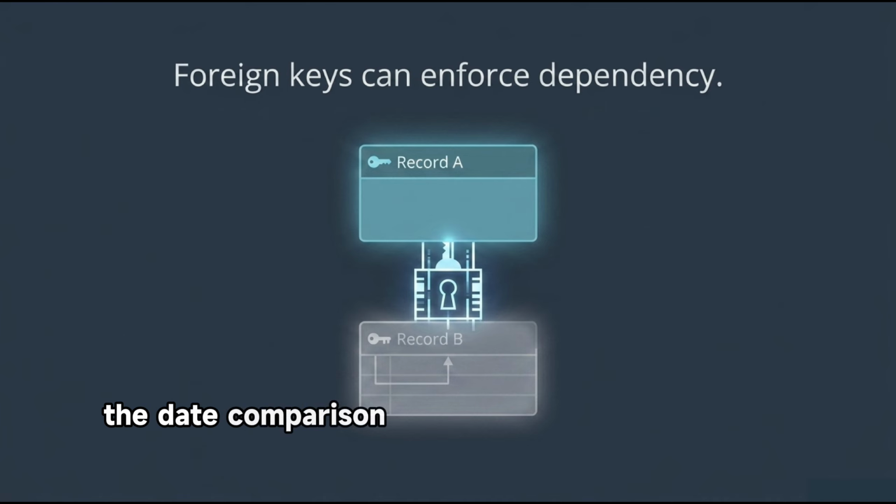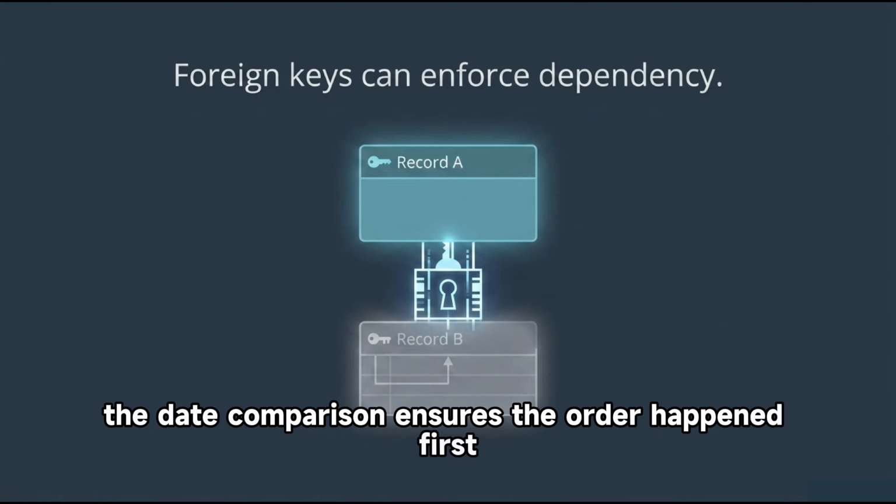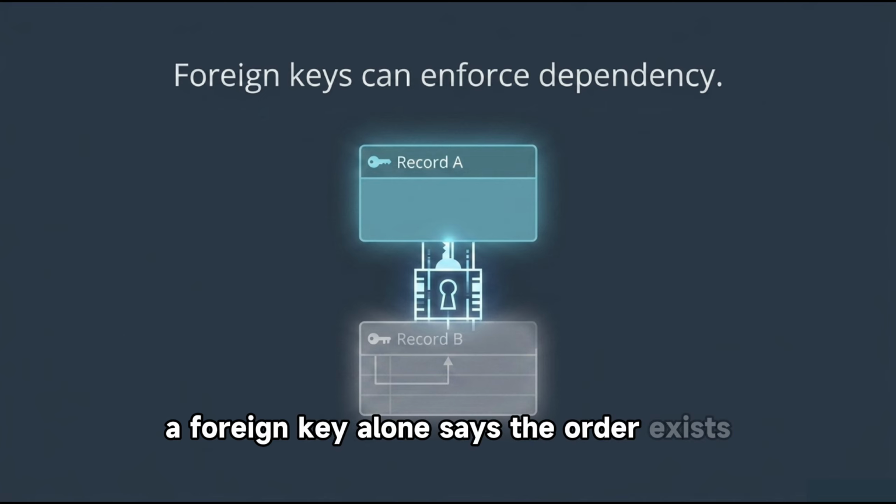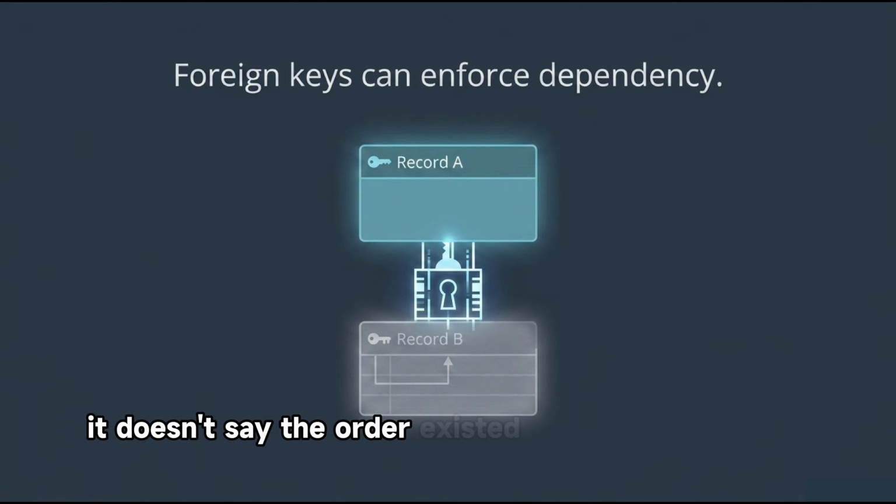The date comparison ensures the order happened first. Both rules are needed. A foreign key alone says the order exists. It doesn't say the order existed before the shipment. In a system where data can be backdated, corrected, or imported, those are different guarantees.